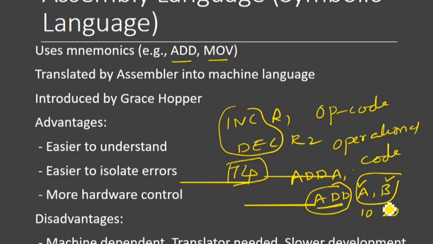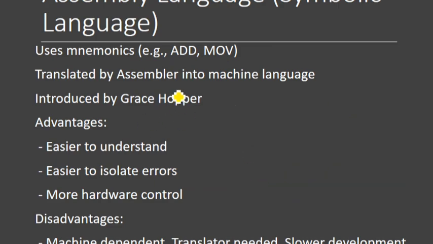After the addition instruction, what is the result? 10 plus 20, nothing but 30. So how does the processor know it has to perform addition? Because I wrote ADD. By looking at that, the processor understands it has to perform the addition operation, the value of A plus the value of B. That is what the assembler handles.